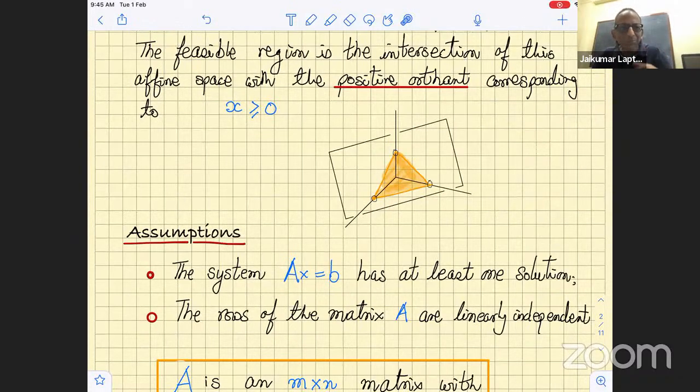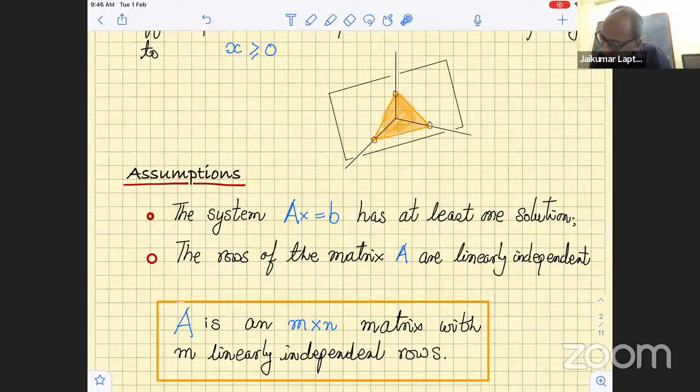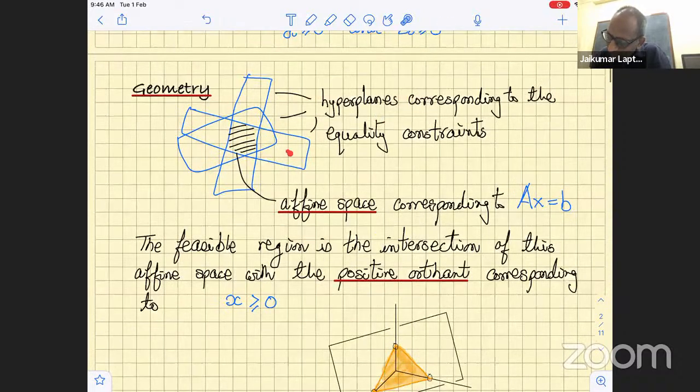Before we do the simplex method, there is some initial cleanup that we can do so that things are nice. There are two things I would like to talk about. One is that we will assume that this system has a solution. You see, there was this intersection of hyperplanes, and it could be that these hyperplanes have no point in their intersection, in which case the equational linear program is actually infeasible. There is no feasible point, because these equality constraints are somehow mutually contradictory.